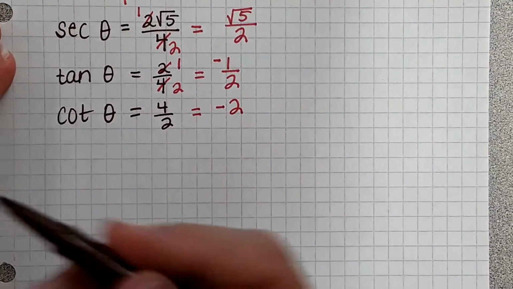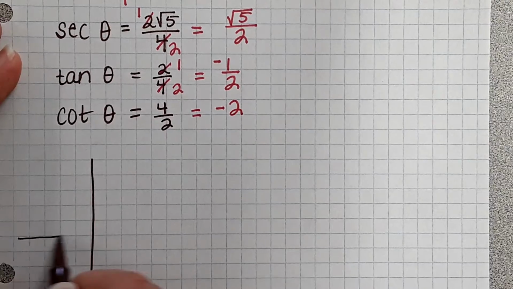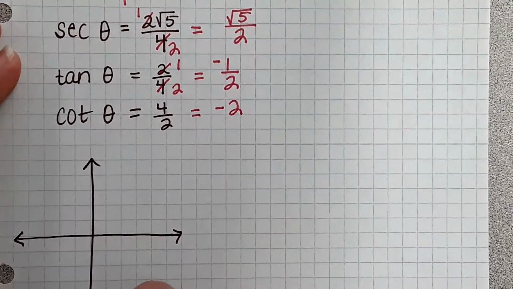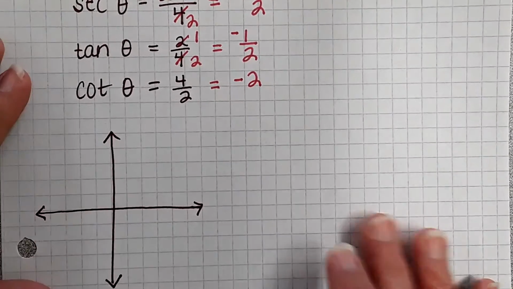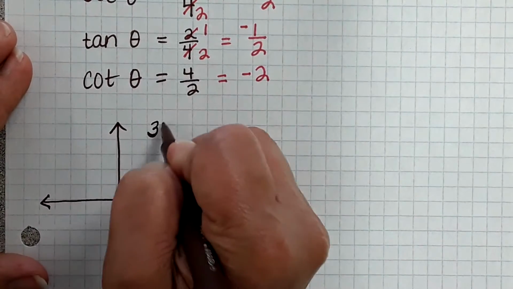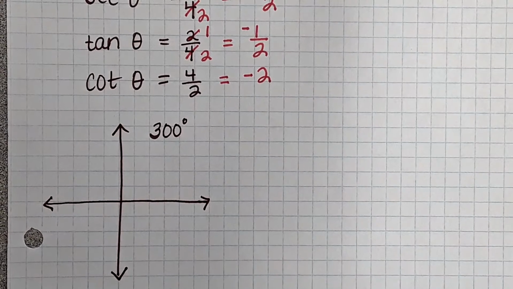Okay, so we're going to do about 3 or 4 of these. So we're just going to sketch. It doesn't have to be a huge quadrant or coordinate graph. It just needs to be something small. So if I say sketch 300 degrees, and then we're going to find the reference angle, and we're going to talk about where that reference angle is.